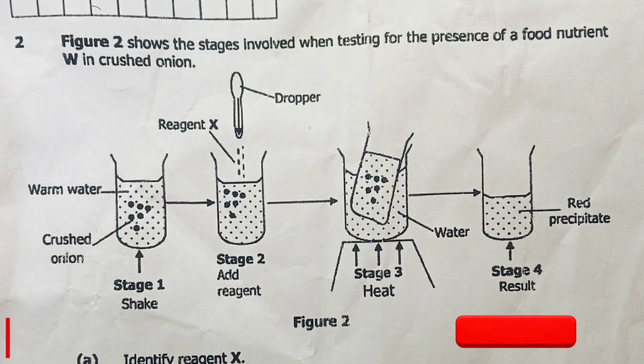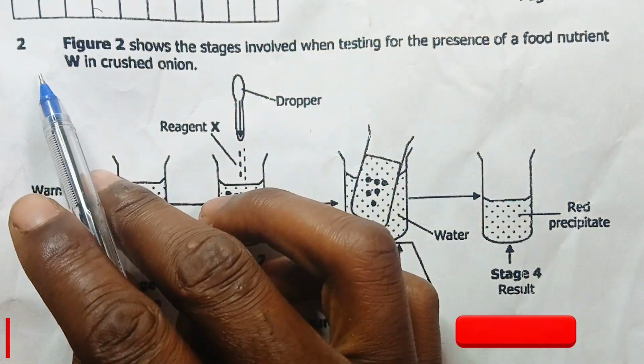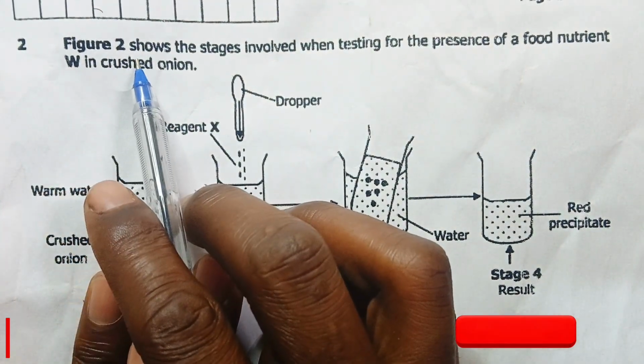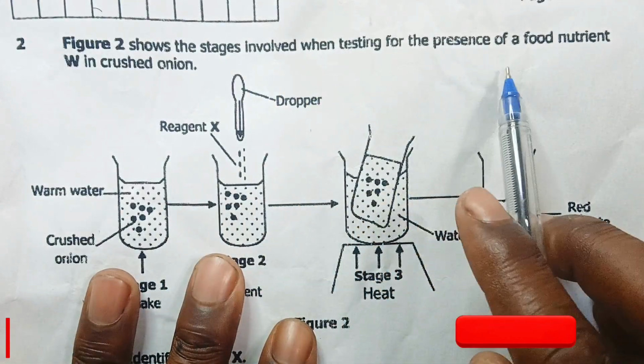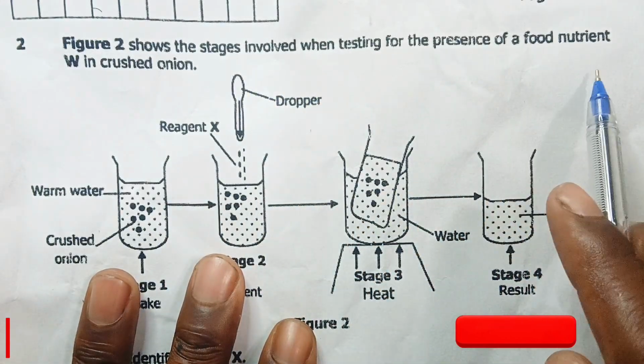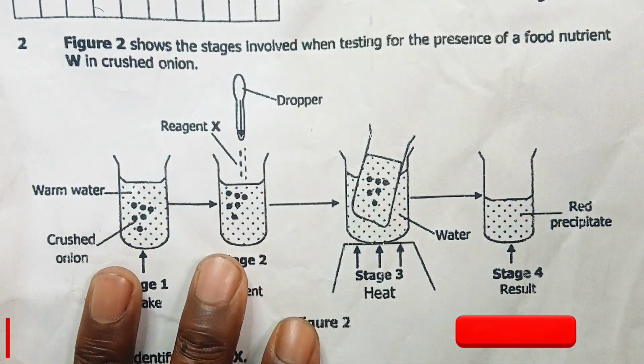In today's lesson we are looking at a question which came in Biology Paper 2, 2025 Grade 12 GCE exam, question 2. It was under nutrition, food tests. The question was saying, Figure 2 shows the stages involved when testing for the presence of a food nutrient W in crushed onion.